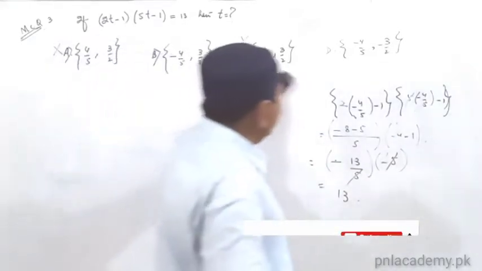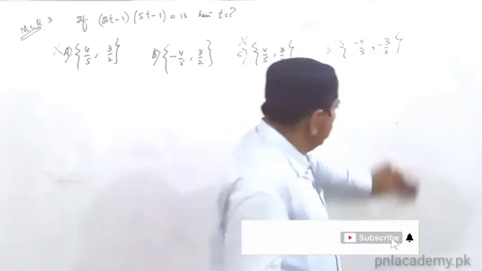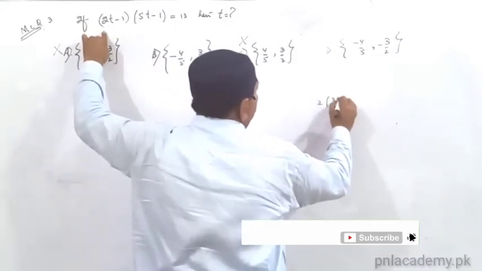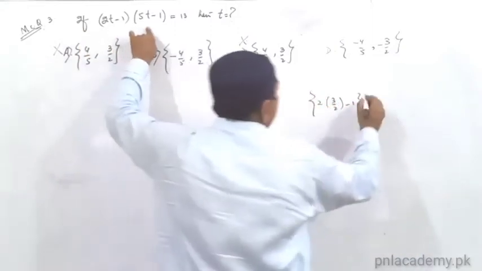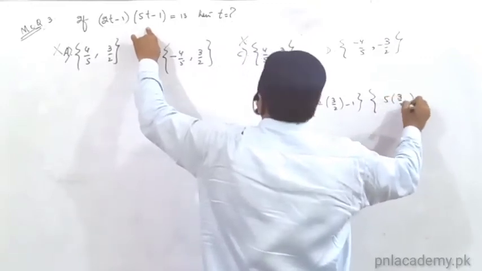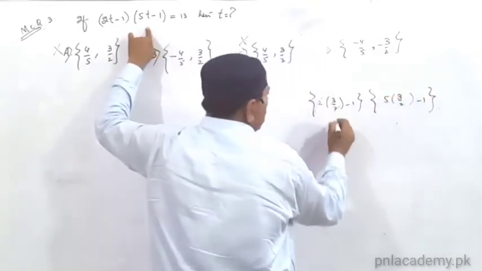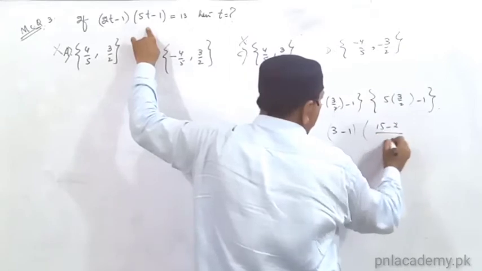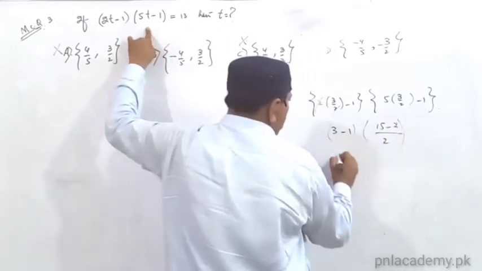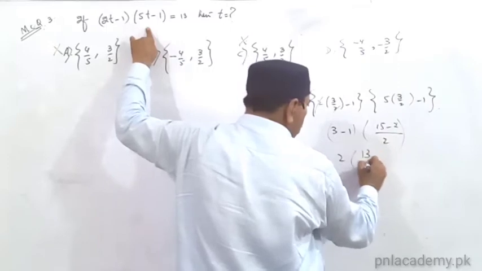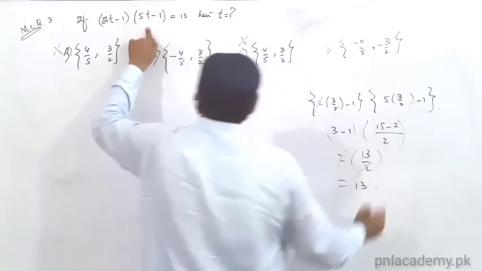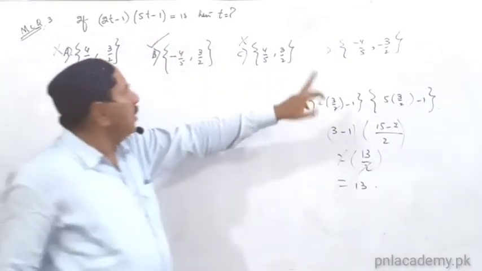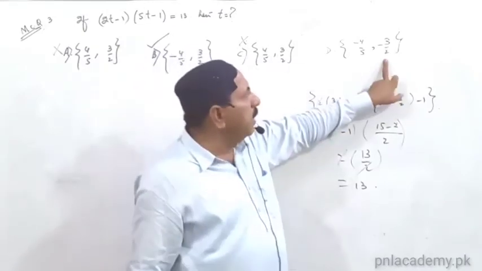Okay. Second root is 3 upon 2. 2 into 3 upon 2 minus 1, 5 into 3 upon 2 minus 1. 2 cancel, 3 minus 1. 5 3s are 15 minus 2 upon 2. So 2 into 15 minus 2, 13 upon 2. 2 cancel, result is 13. So this is a correct option. Okay. If positive 3 upon 2 is correct, then negative 3 upon 2 will be wrong.